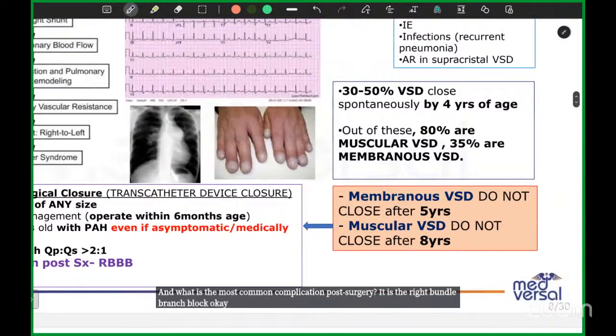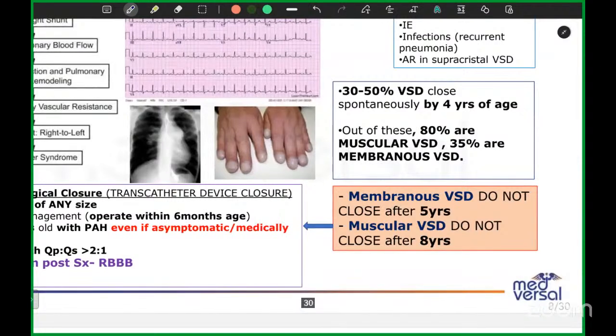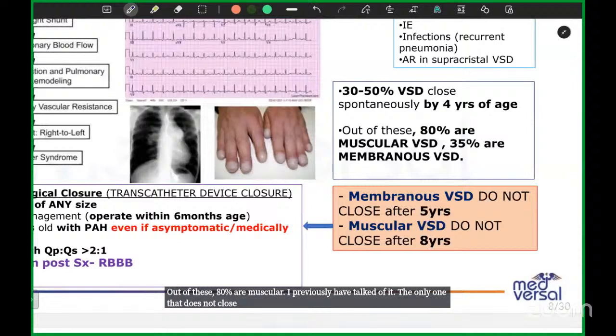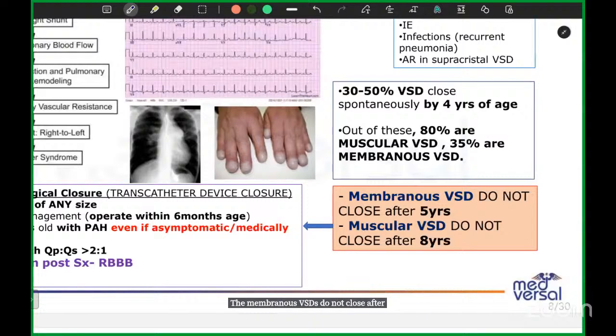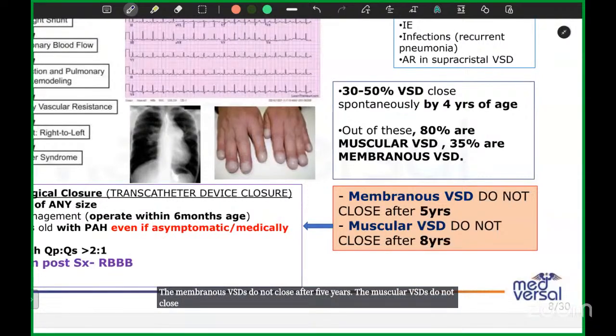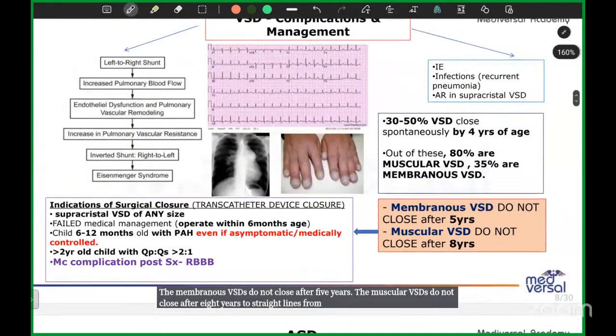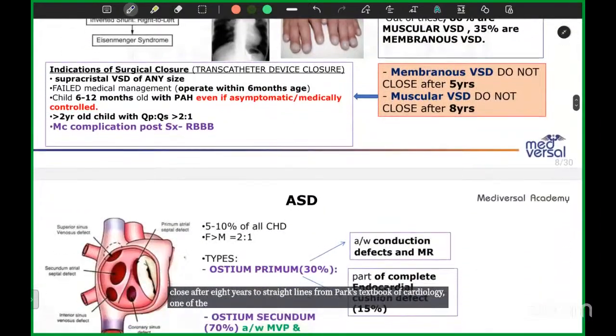Okay. 30 to 50% of VSDs will close by 4 years of age, I told you. Out of these, 80% are muscular. I previously have talked of it. The only one that does not close, in spite of being a muscular VSD, is the Swiss cheese type of VSD, which is the trabecular form as well, which has a very poor prognosis. The membranous VSDs do not close after 5 years. The muscular VSDs do not close after 8 years. Two straight lines from Park's textbook of cardiology, one of the predominant standard textbooks that we read in pediatrics.